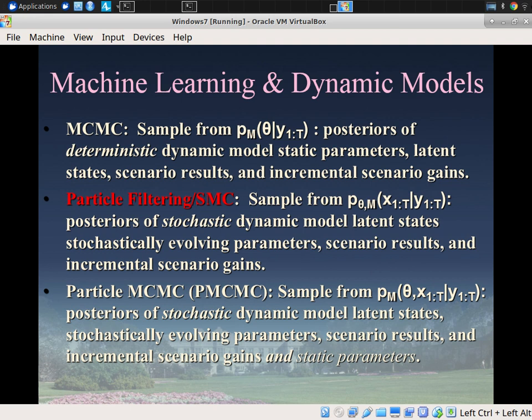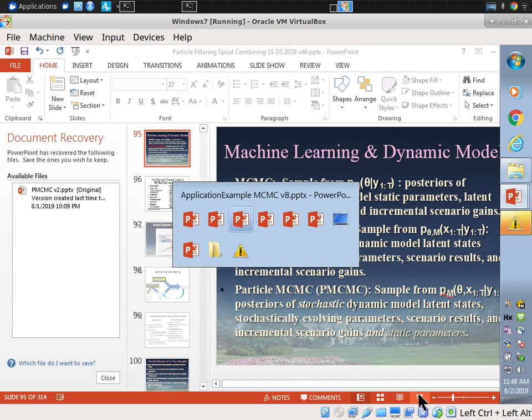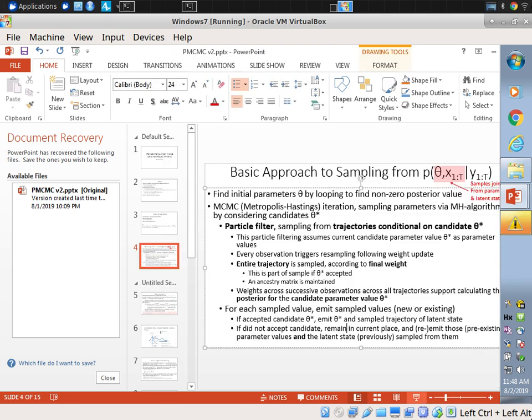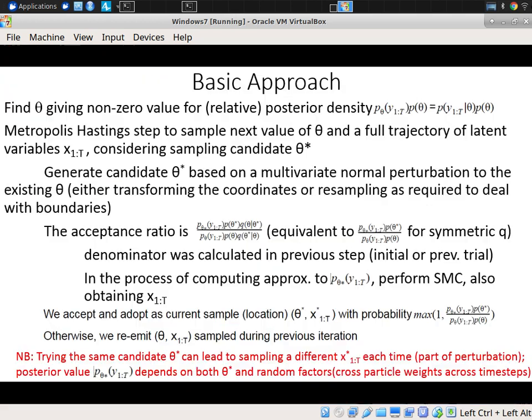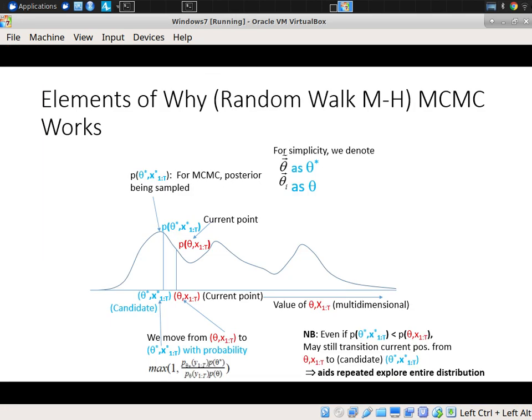Particle MCMC, by virtue of engaging in sampling associated with this posterior, is arriving at a joint distribution over parameter values and trajectories of the system implied by those parameter values, a trajectory of the system for each of those parameter values. That is how we get our distribution over theta. It is not given to us by particle filtering.